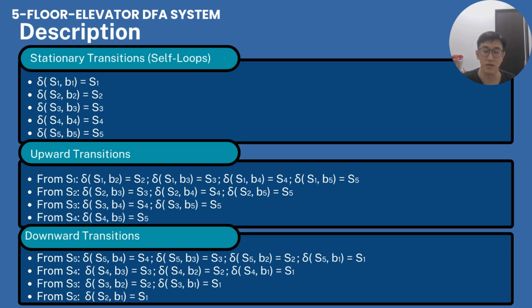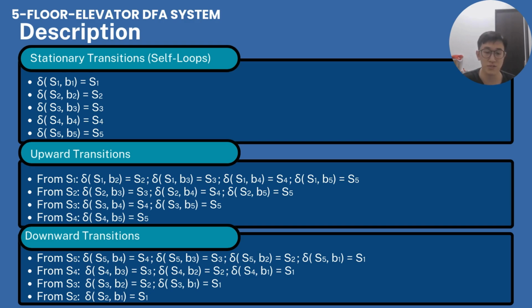For upward transitions, if we are at a floor like S1 and we click on the button B2, it will bring us to a higher floor, floor 2. Then if we click on the button B3, it will bring us to floor 3. Similarly, if we click on B4, it will bring us to the higher floor, S4. If we are at S2 and we click on the button B3, it will bring us to the higher floor, S3. Then if we are at S2 and we click on the button B4, it will bring us to the higher floor, S4.